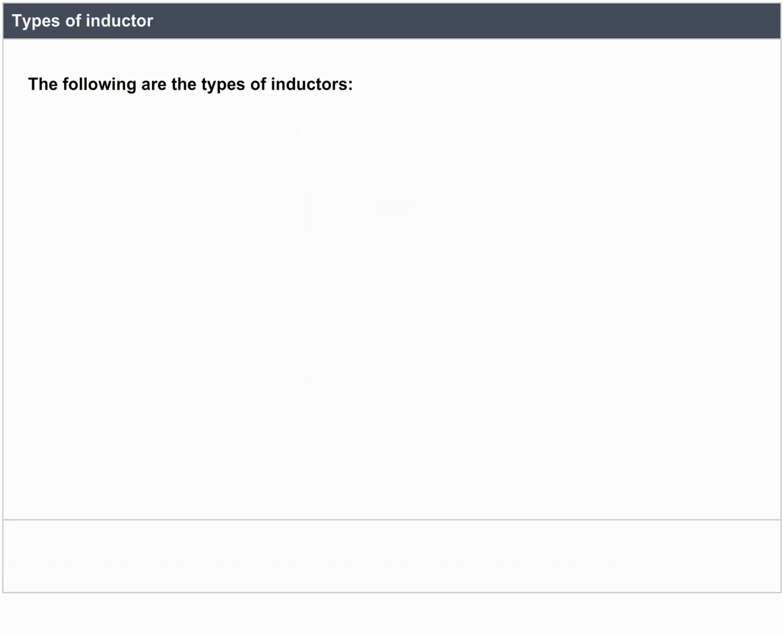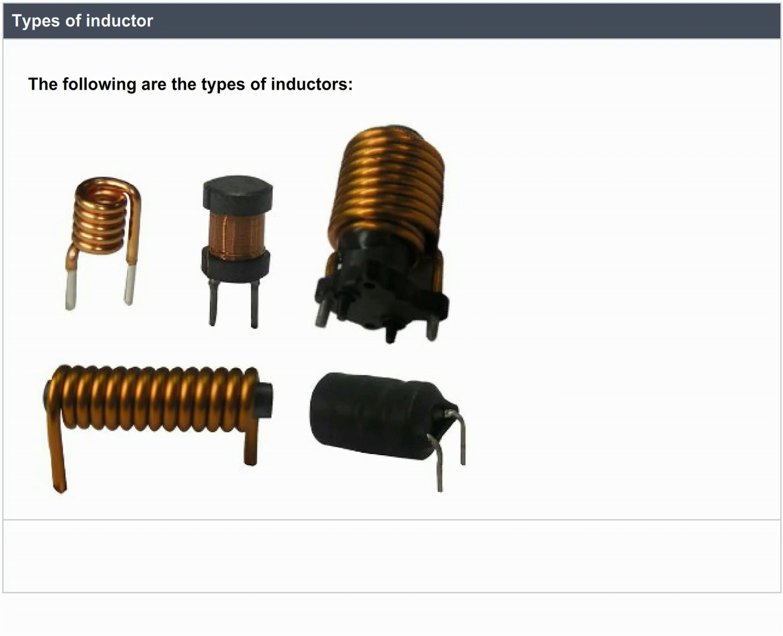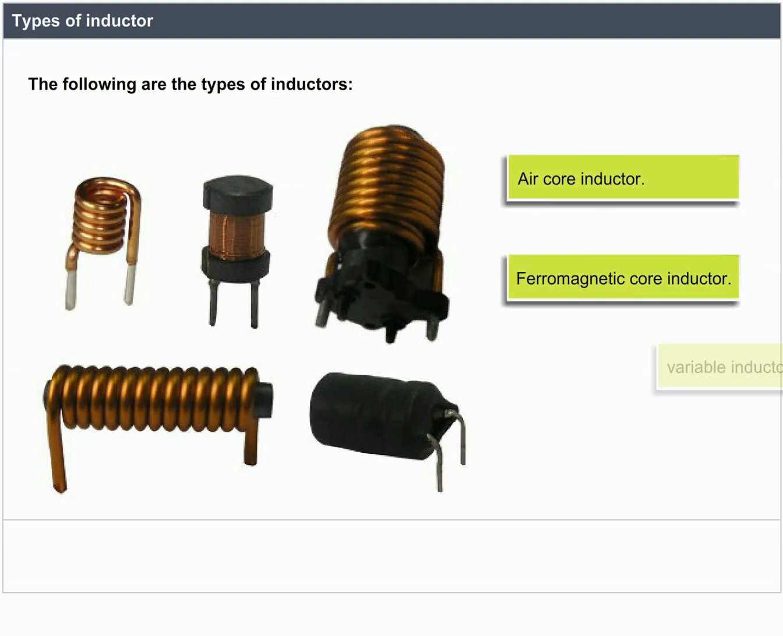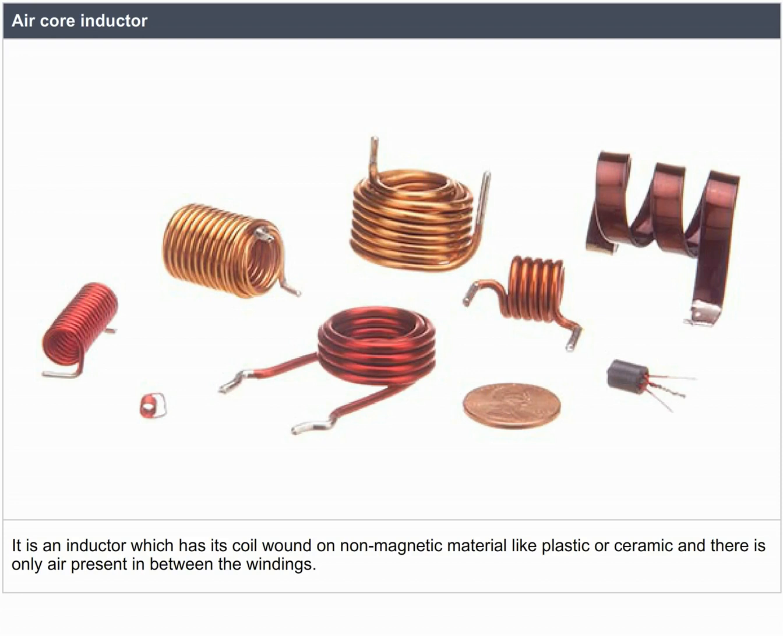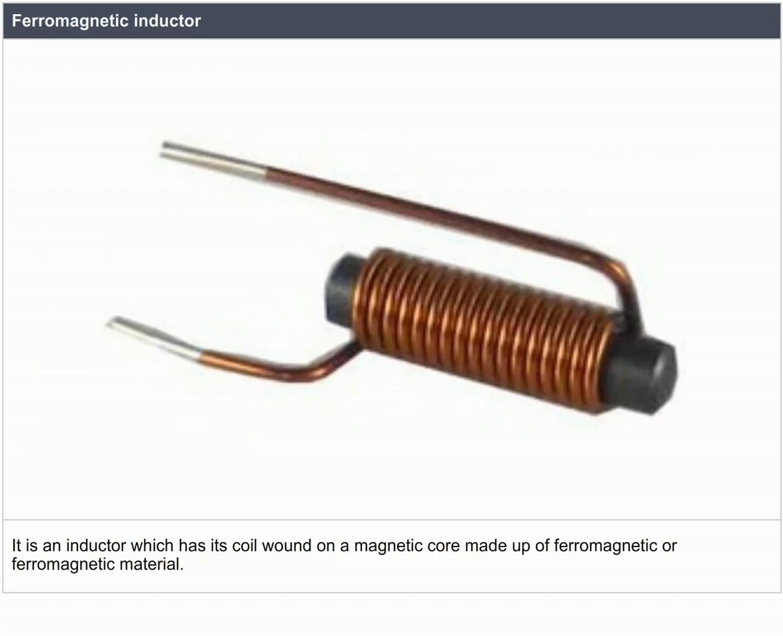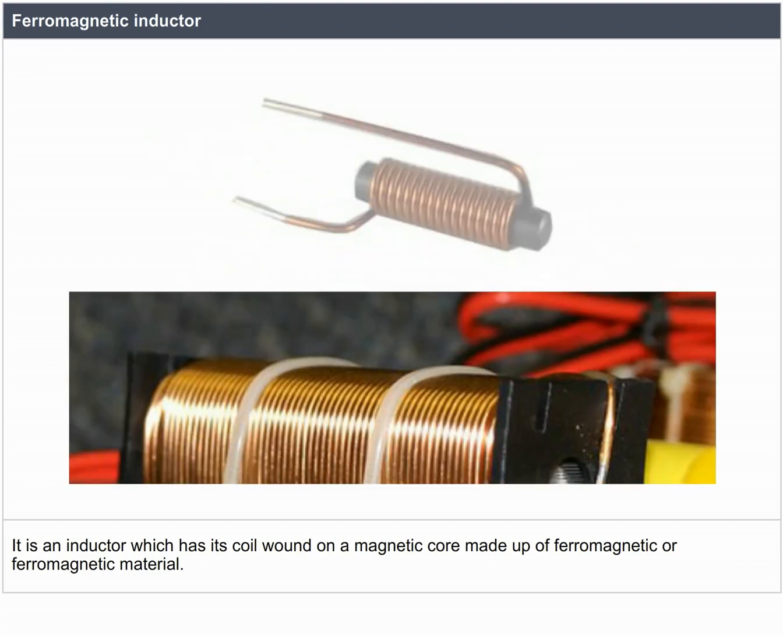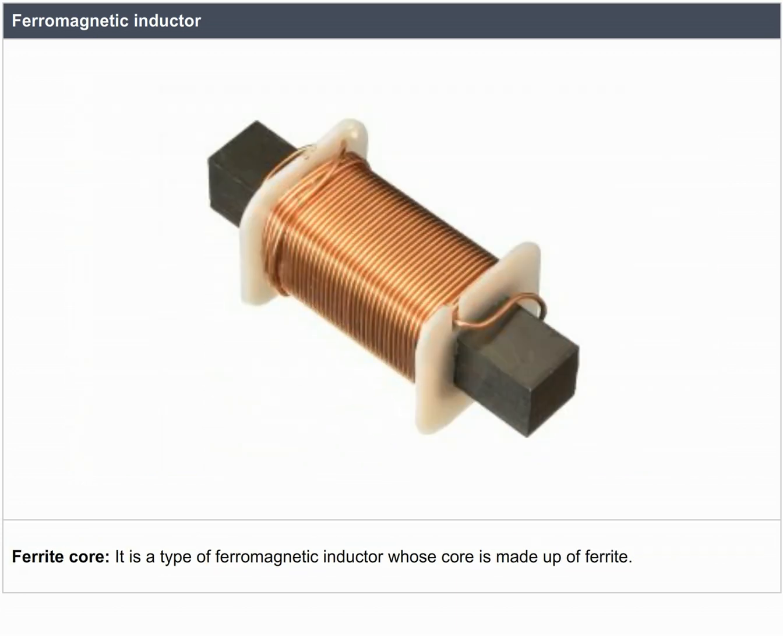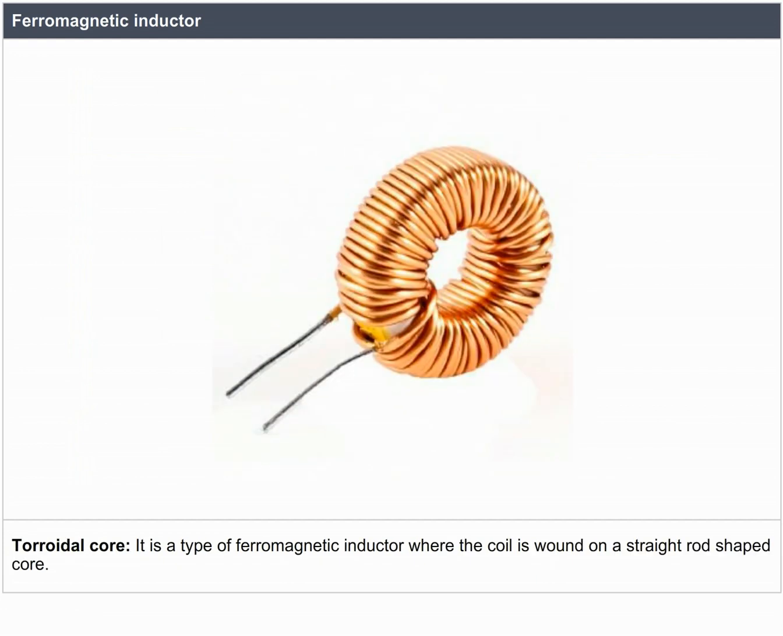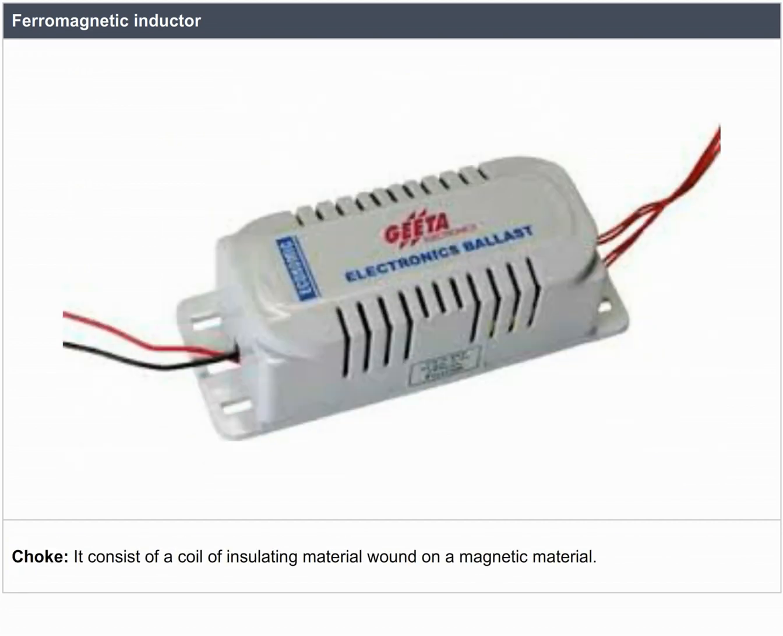Types of inductor. The following are the types of inductors: air core inductor, ferromagnetic core inductor, variable inductor. Air core inductor. It is an inductor which has its coil wound on non-magnetic material like plastic or ceramic, and there is only air present in between the windings. Ferromagnetic inductor. It is an inductor which has its coil wound on a magnetic core made up of ferromagnetic material. Laminated core. It is a type of ferromagnetic inductor whose core is made up of thin steel sheets or laminations. Ferrite core. It is a type of ferromagnetic inductor whose core is made up of ferrite. Toroidal core. It is a type of ferromagnetic inductor where the coil is wound on a straight rod-shaped core. Choke. It consists of a coil of insulating material wound on magnetic material.